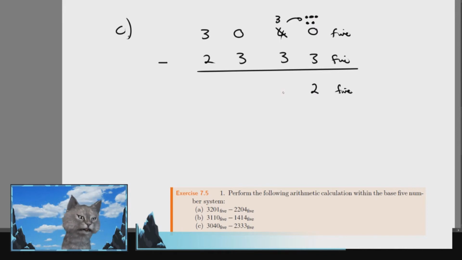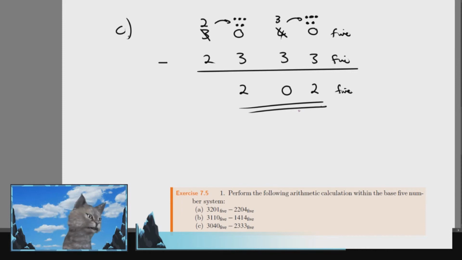3 minus 3, okay, I can do that. 0. And now the next column, 0 minus 3, oh, it's not enough. Borrow 1, leaving 2, and that 1 splits open when I move down to another column. 5 minus 3 is 2, 2 minus 2 is nothing. So with repetition, it's going to get better. You just have to give it time.